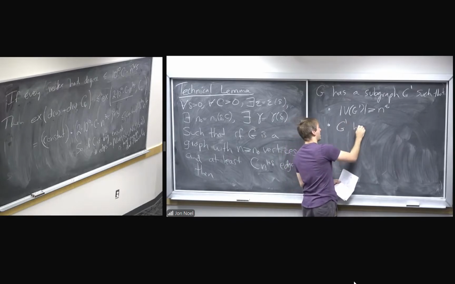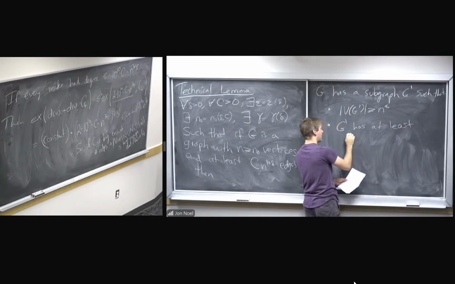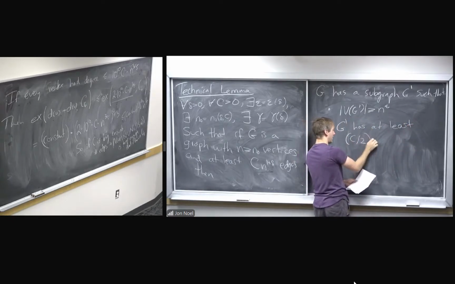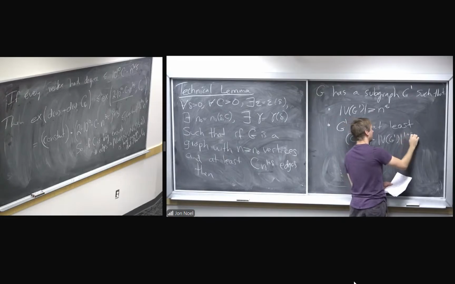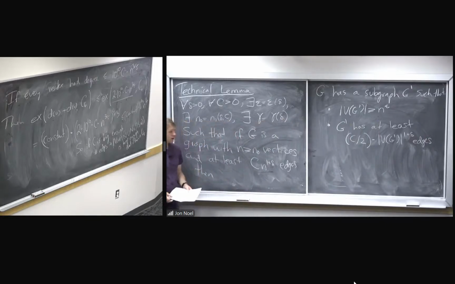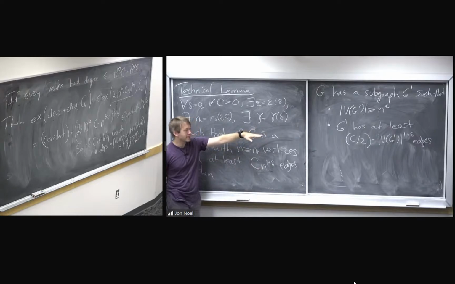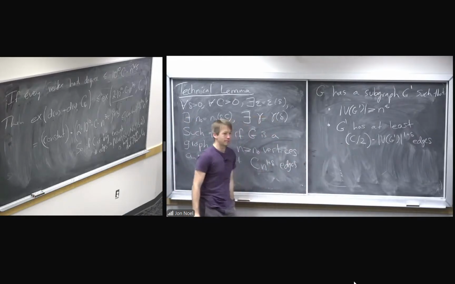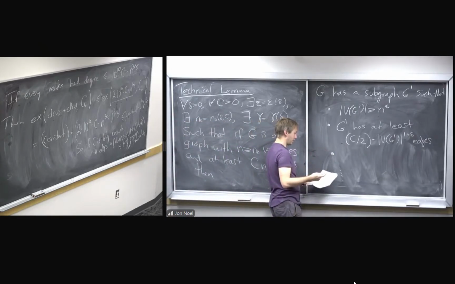G prime has at least C over 2 times the number of vertices of G prime to the 1 plus delta edges. Which means basically, if G had a lot of edges, like C times n to the 1 plus delta, G prime pretty much satisfies the same thing. Okay, we lose a factor of 2, but it's not a big deal, right? We can afford losing factors of 2.